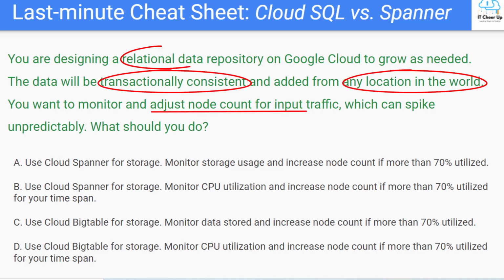Ready? I highlight the keywords of this question. Relational data, transactionally consistent, any location in the world, then you should use Cloud Spanner. Bigtable is a NoSQL database that I will cover in the next video. Spanner will use the available CPU resource to handle the input traffic spike, so you should monitor the CPU utilization. The correct answer is B.